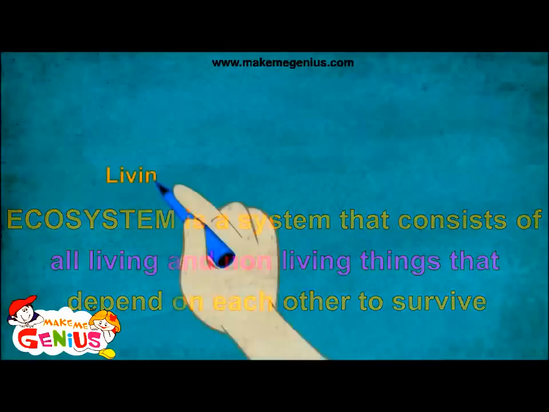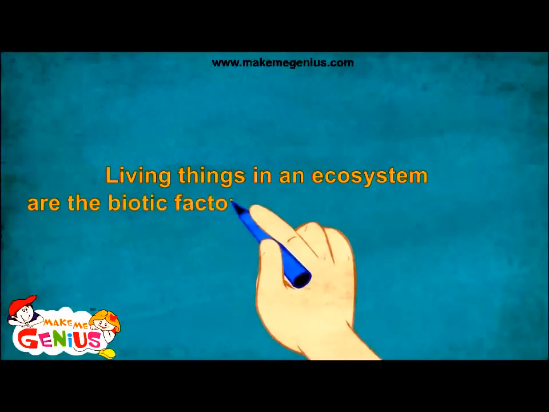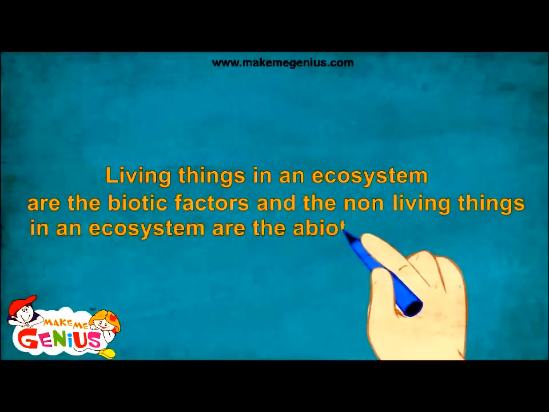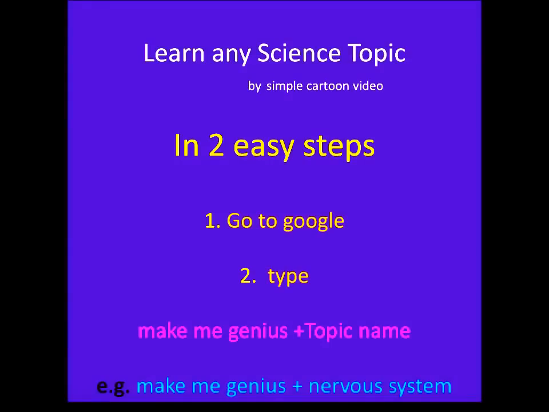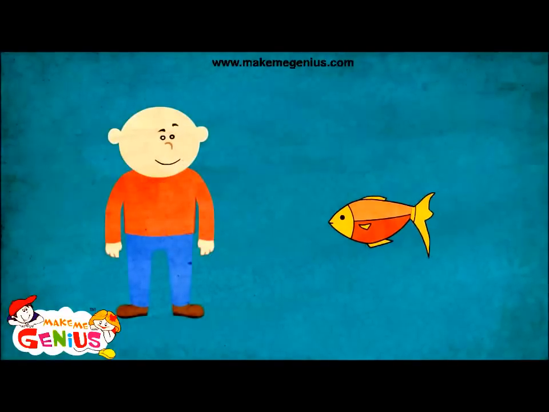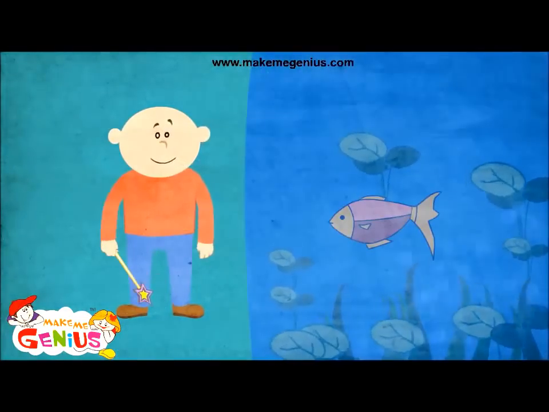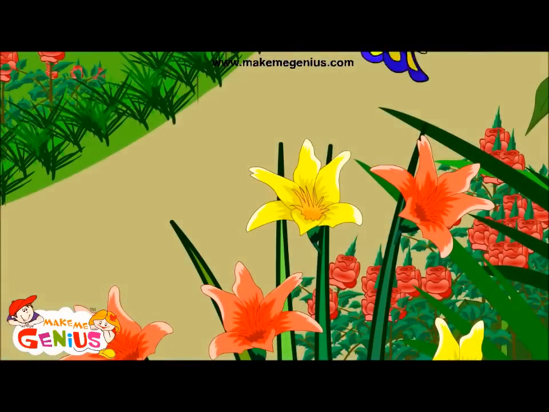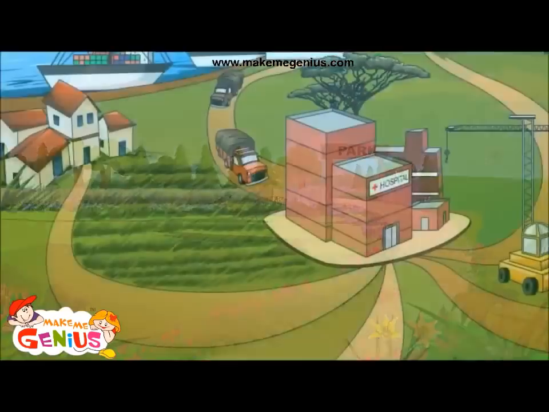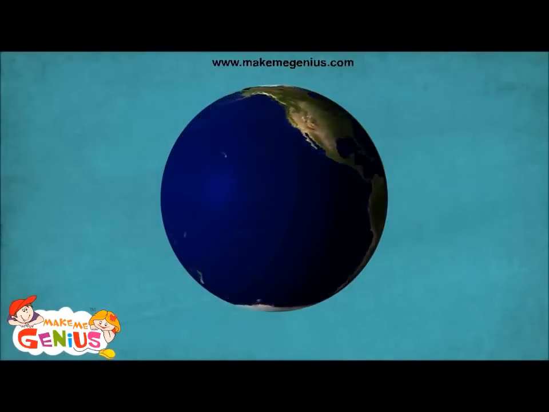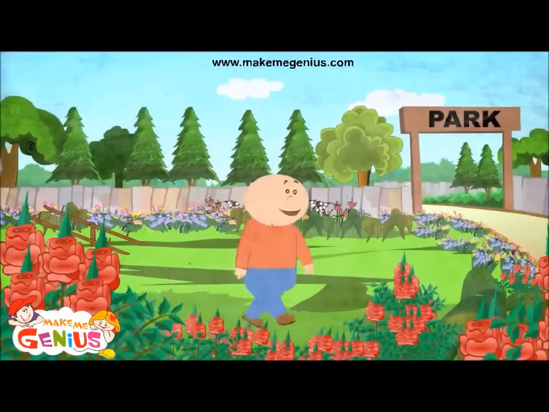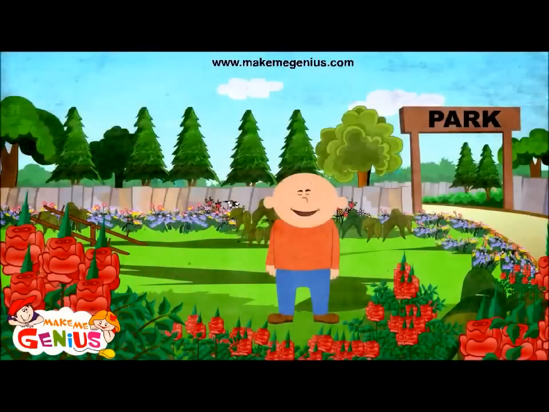Absolutely! And? Super! Let's see, what will be an ecosystem for a fish? There is no fixed size for an ecosystem. An ecosystem can be very small, like a plant log, or as large as our entire planet. So now tell me, would a desert be the best ecosystem for your rose plant?